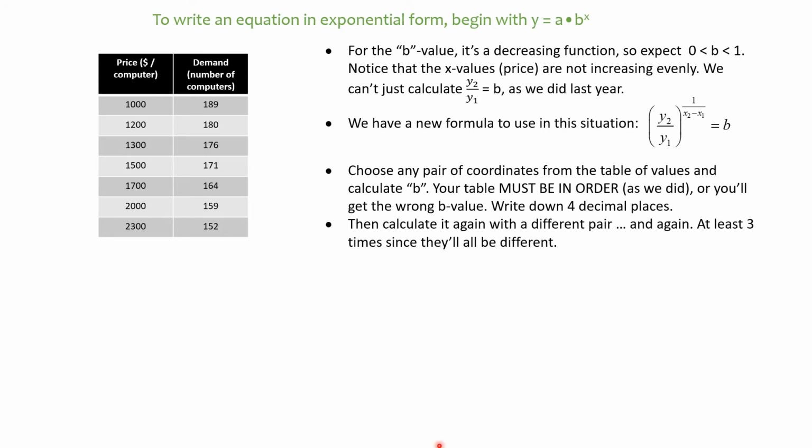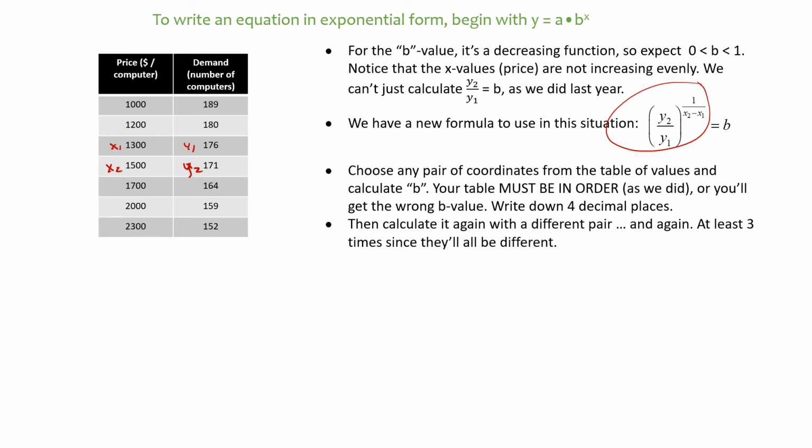So here, let's try it out. We're going to choose any pair of coordinates from the table of values and calculate b. So let's say this is my x1 and this is my y1. Here's my x2, and I don't have to pick the one underneath it. I can pick whatever y2 I want. I sub it into this formula right here.